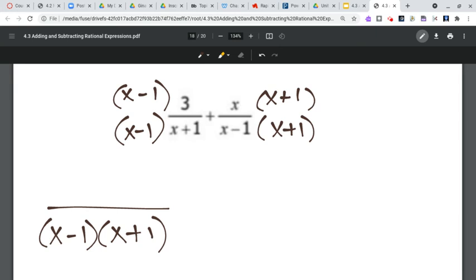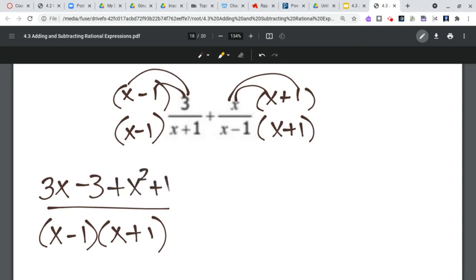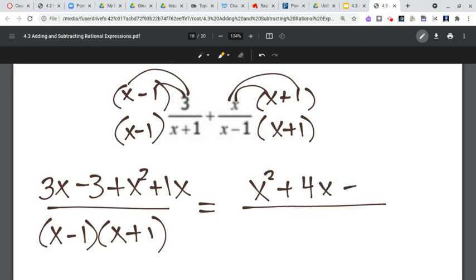Our numerator, distribute here and here, distribute here and here. That gives us 3x minus 3 plus x squared plus 1x. Combine like terms at the top, we get x squared plus 4x minus 3. Notice when I combine like terms, I place my answer in standard form. That's best mathematical practice. Okay?